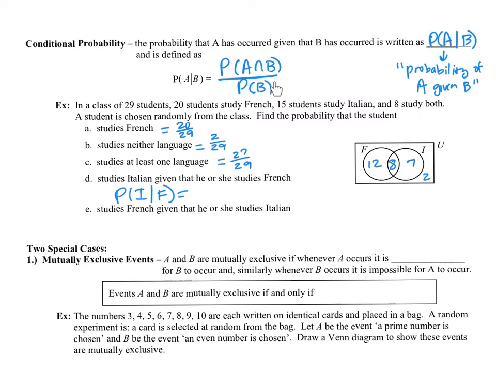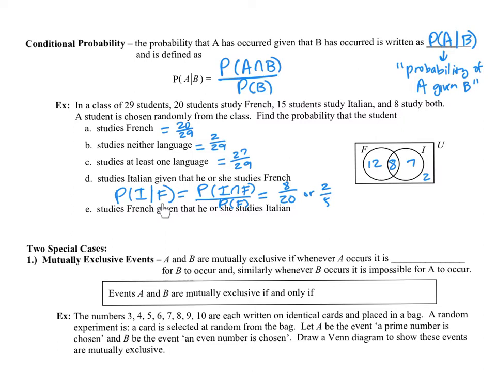Okay, so using this formula up here, then what we would calculate is we would take the probability that they study Italian and French at the same time over the probability that they study French. Okay, so looking at our Venn diagram, how many study Italian and French at the same time? That would be 8 of them. So 8 out of how many study just French? Look at the French circle, that would be out of 20. So we get 8 out of 20, or if you want to reduce that, that would reduce all the way down to 2/5. Either answer is fine.